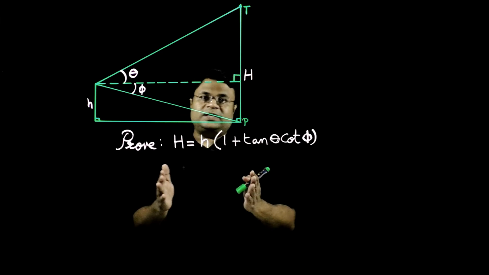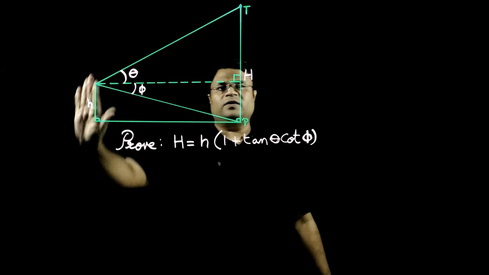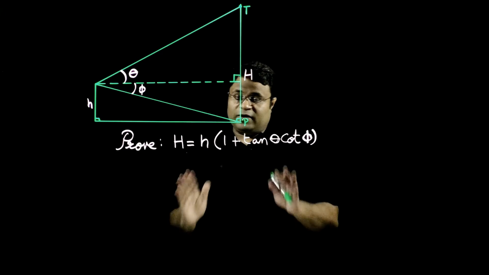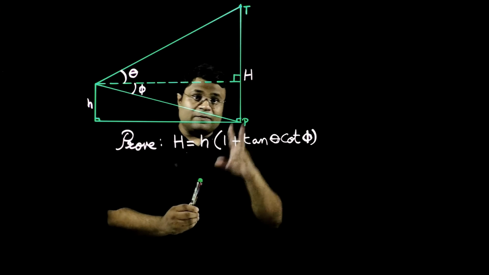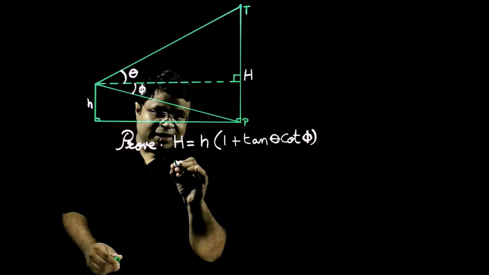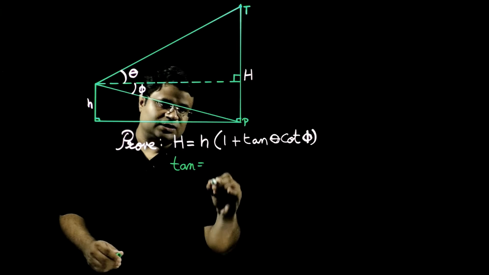So, how do we deal with these types of questions? Step number 1, draw the figure. Figure up to the mark, you have made it, good. Step number 2, write those ratios which are mentioned in the question.